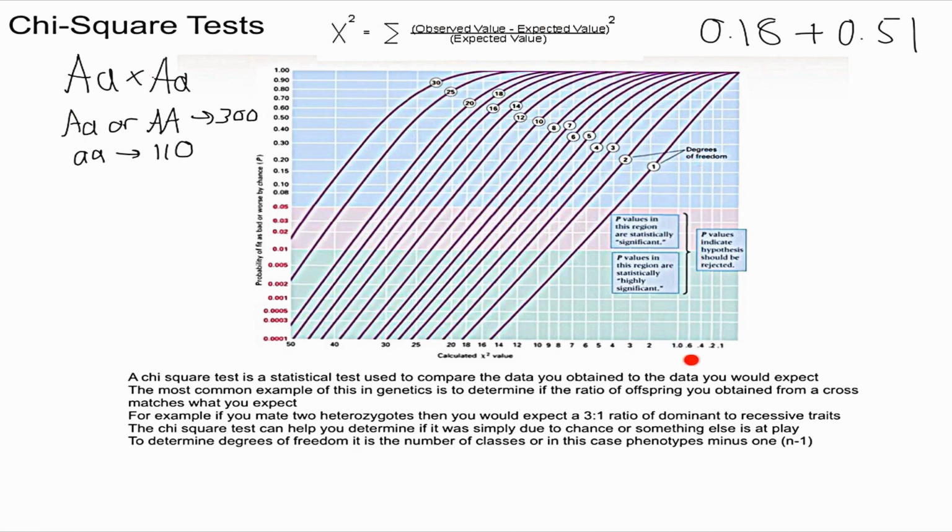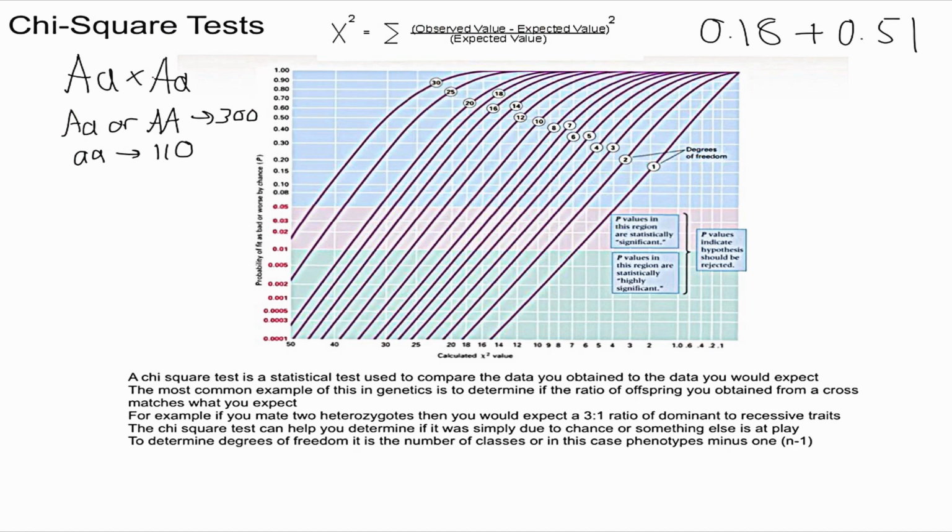The next step is to determine the degrees of freedom, and this one's pretty easy. Most of the time in genetics, the degrees of freedom is simply the number of classes minus 1. In this case, the classes are the different types of phenotypes, so the degrees of freedom would be two phenotypes minus 1, which is 1. So we would use this line right here. Now we just match it up. Our value was about 0.7, so that's around here, and that matches up to about that point.